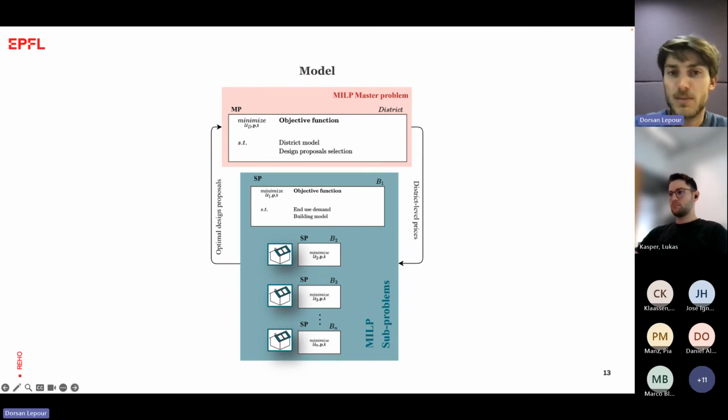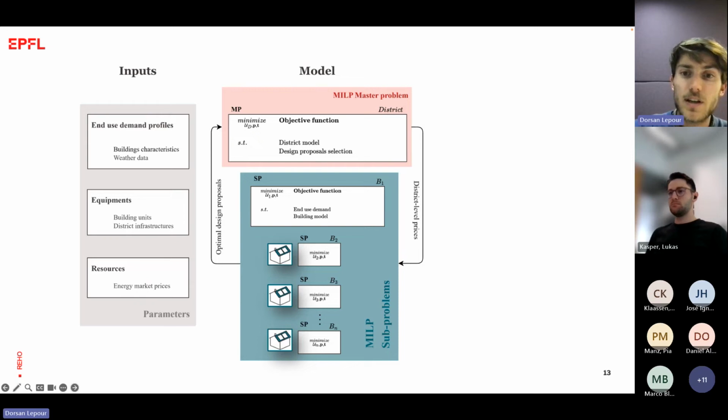So in mathematical terms, it's in fact the Lagrangian multipliers of their own objective function, and they will send new configuration, new optimal design proposals. The master problem will select the optimal ones from the grid interface and so on. And this iterative process will stop when the sub-problem objective values cannot be improved anymore by the Lagrangian multipliers of the master problem. So this is the core of the model.